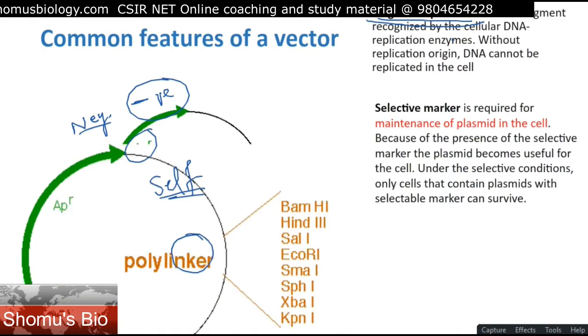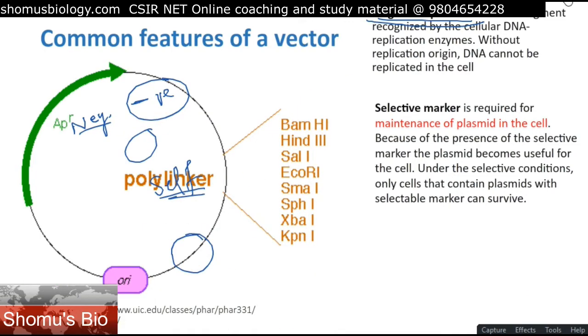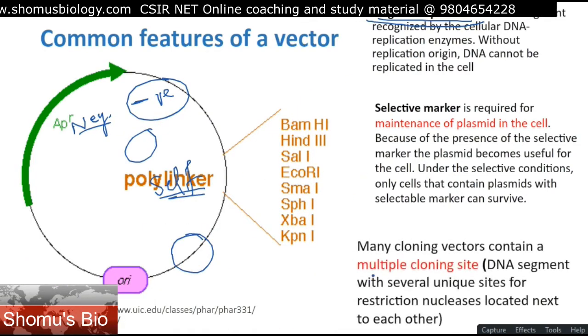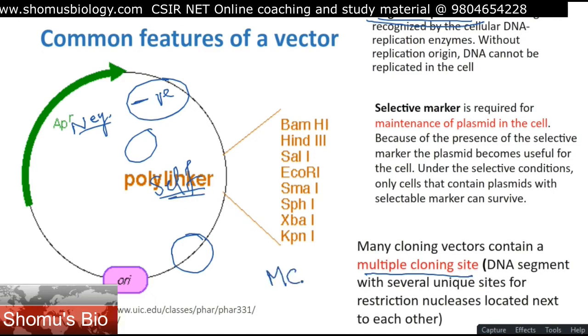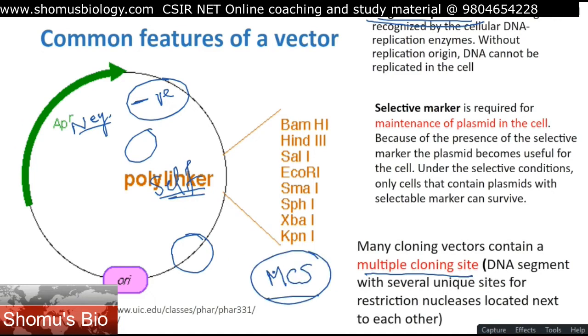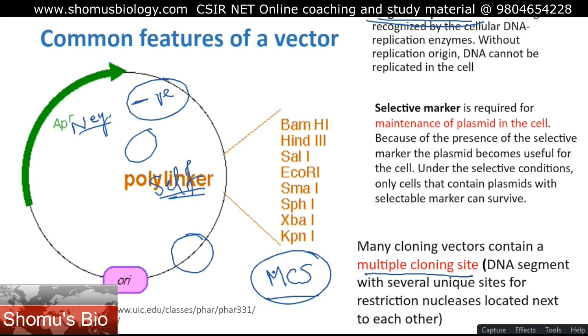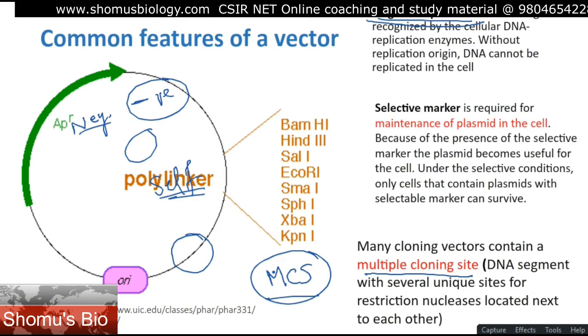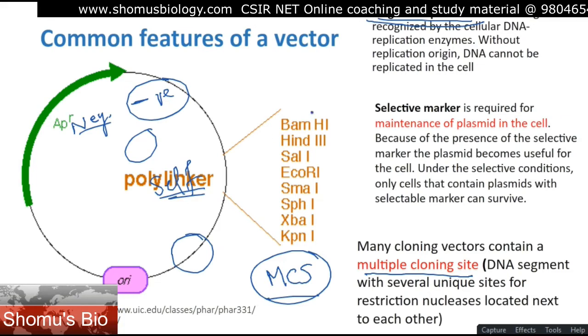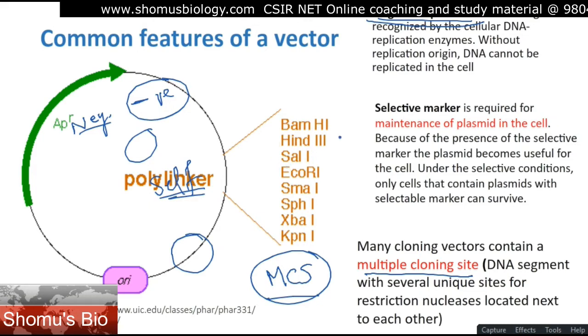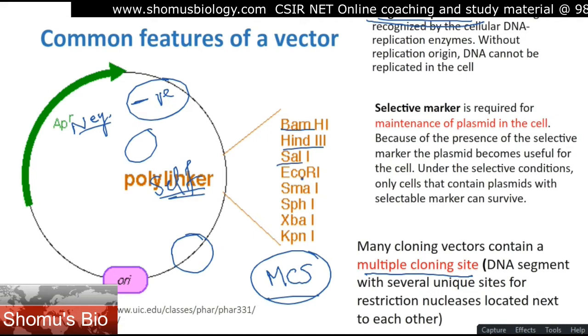So now the third important feature: multiple cloning site, also known as MCS. A multiple cloning site is a DNA segment with several unique sites for restriction nucleases located next to one another. Many cloning vectors carry this. Many cloning sites means many different restriction enzymes can cut that place. For example, BamHI, HindIII, SalI, EcoRI, SmaI.